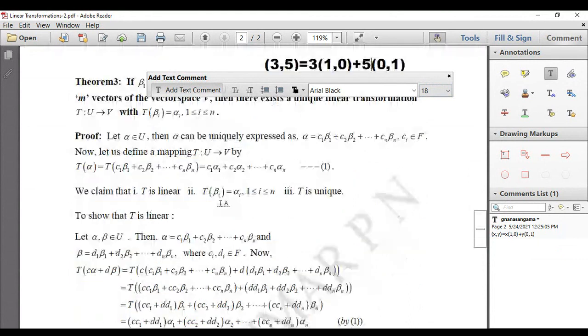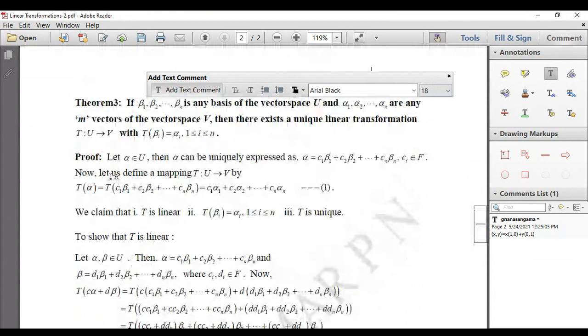Right? So now let us define a mapping. Remember, who is defining this mapping? We ourselves. We have to show that this mapping is linear because we need a linear transformation. So let us define a mapping T from U to V by: we need an element of U, and alpha is an element of U. Therefore, T of alpha, but we know that alpha can be written like this, is equal to C1 alpha 1 plus C2 alpha 2 etc. up to Cn alpha n.